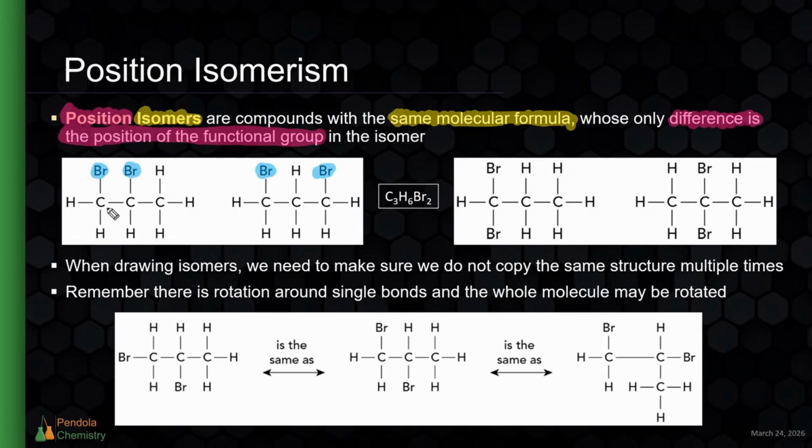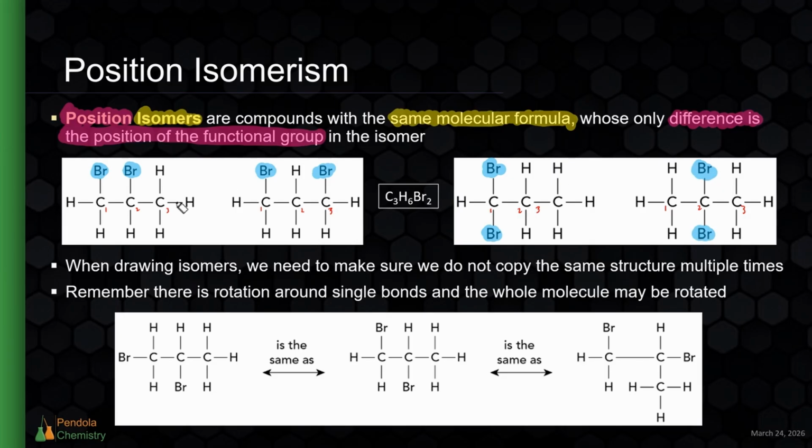So here are carbon 1, 2, 3, 1, 2, 3, 1, 2, 3, 1, 2, 3. In the first one, like we said, the 2 bromines are in carbons 1 and 2. In the second one, the bromines are in carbons 1 and 3. In the third one, both of them are in carbon 1. And in the fourth one, both of the bromines are in carbon 2.